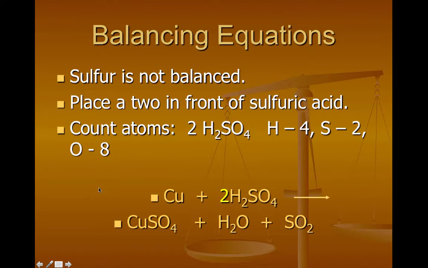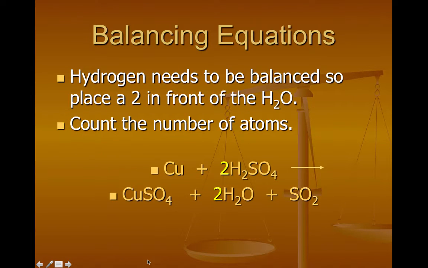Okay, so let's look at this. Sulfur is not balanced, so we place a 2 in front of the sulfuric acid. Now, anytime you do that, of course, you count your atoms. So now we see right there we got 4 hydrogens, 2 sulfurs, and 8 oxygens on the reactant side. Now hydrogen needs to be balanced, so we place a 2 in front of the H2O.